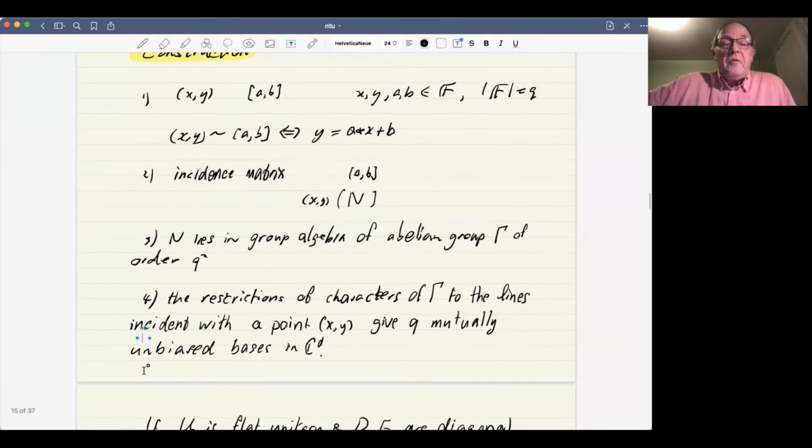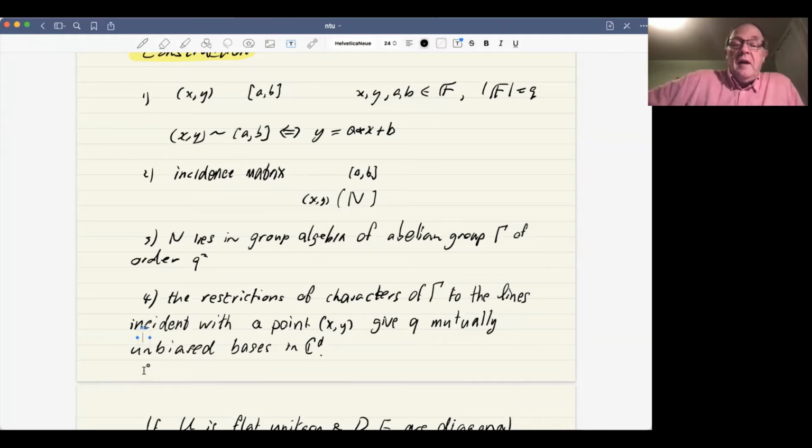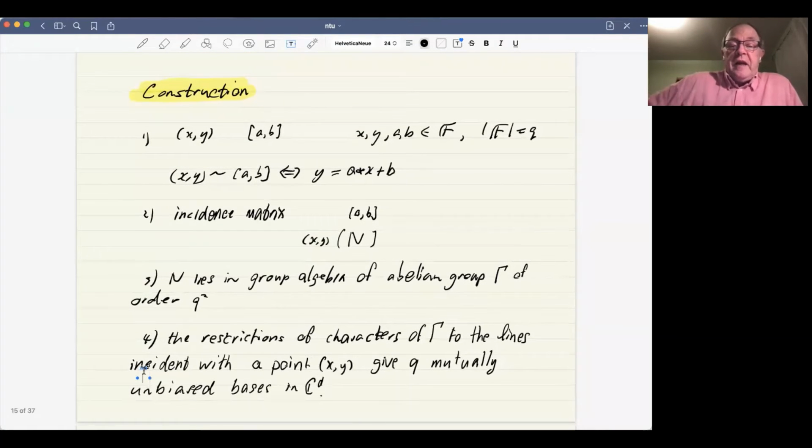Now, saving some details, that matrix lies in the group algebra of an abelian group of order Q squared. That is not entirely trivial, but anyway, it does lie in the group algebra of an abelian group of order Q squared. And there are other abelian groups, so it has characters, and the restriction of the characters to the lines incident with a given point gives me a bunch of vectors of length Q. So despite what I wrote there, I get Q mutually unbiased bases in C to the Q, not C to the D. Now, as it happens, the bases are flat, and so I can always add the identity, and I actually get Q plus 1.